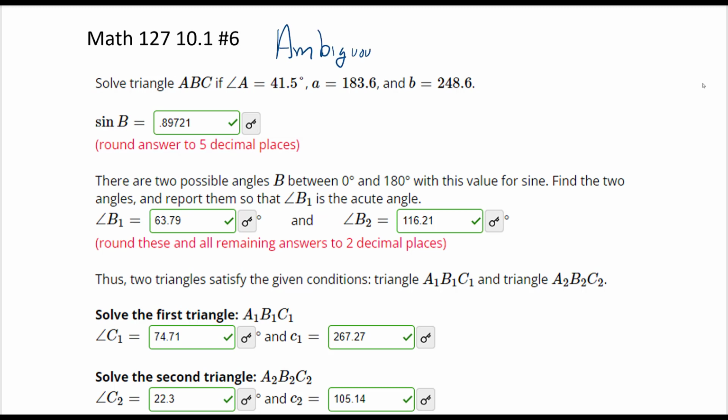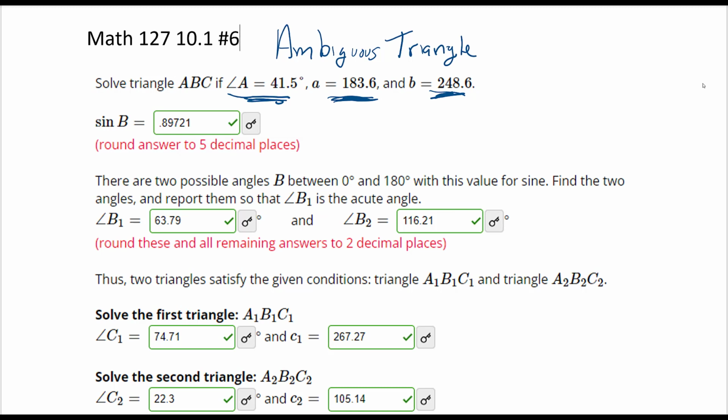Ambiguous triangle. Hopefully I spelled that right. So the idea is that it's ambiguous because when you have a situation like this, you have more than one possibility for B. So what we're looking at is the given angle is acute, and then you're given two sides. One side is opposite the given angle, and then you have a different side. But the side opposite the given angle is smaller than the other given side.